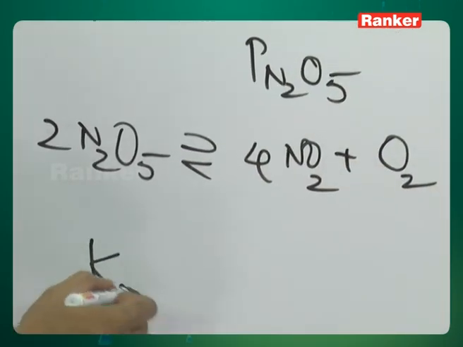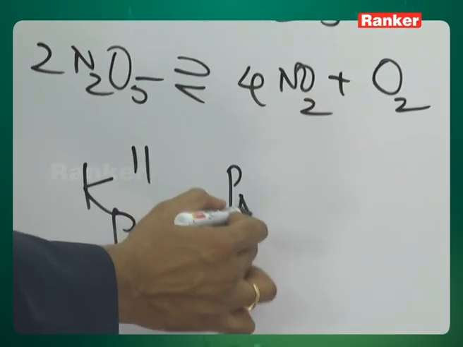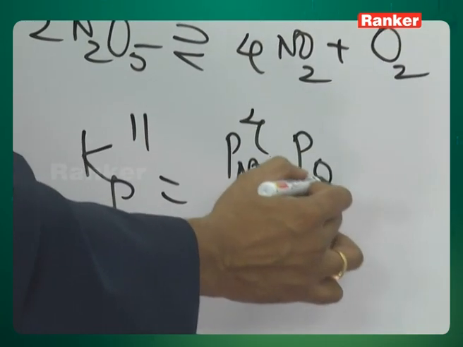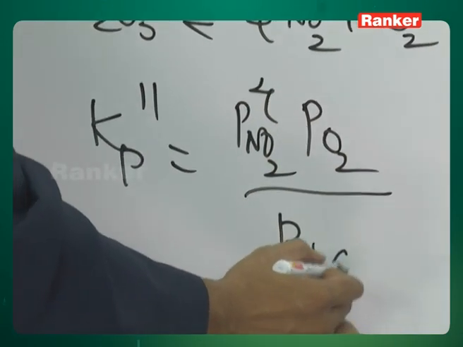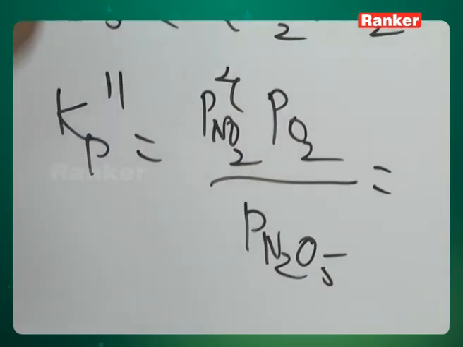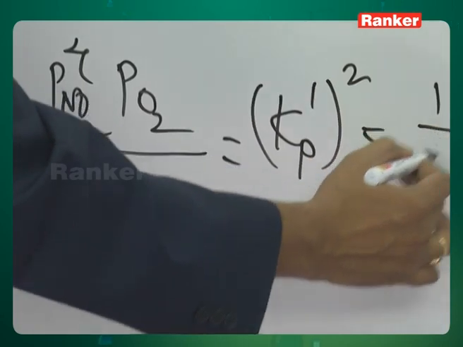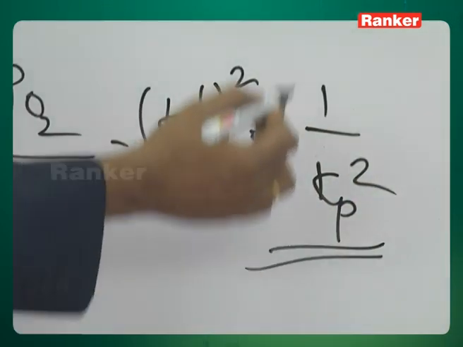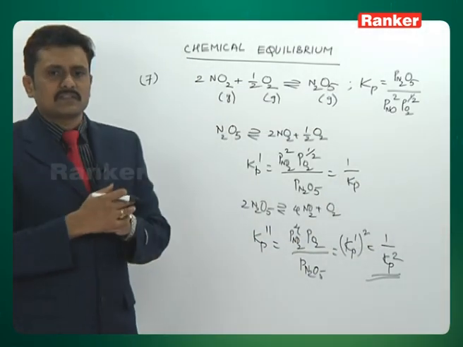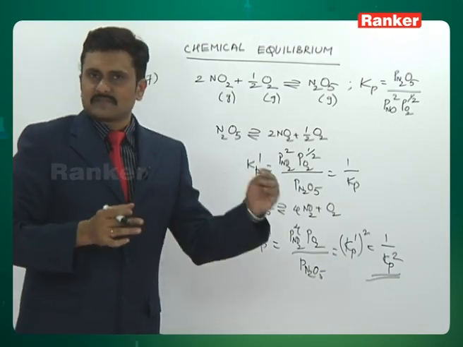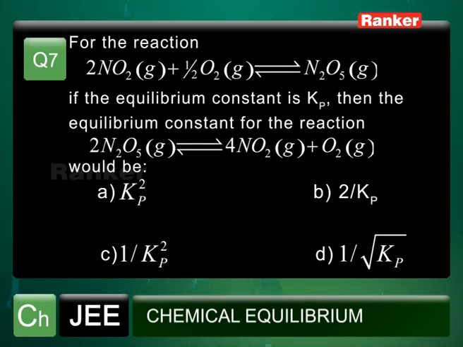And when I write the equilibrium constant Kp double dash, I am going to get partial pressure of NO2 whole power 4 into partial pressure of O2 upon partial pressure of N2O5, which is achievable by squaring the Kp dash value. So it is equal to 1 by Kp square, right? Therefore, the equilibrium constant for the final reaction which is asked is option C, that is 1 upon Kp whole square.